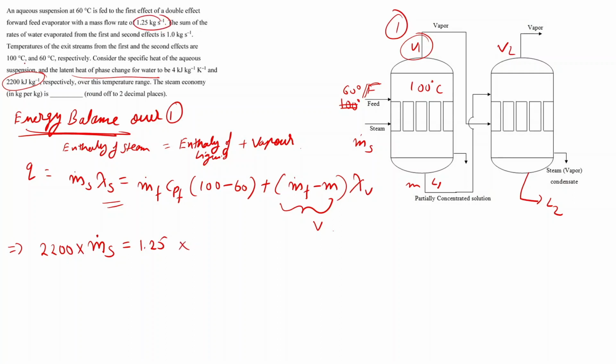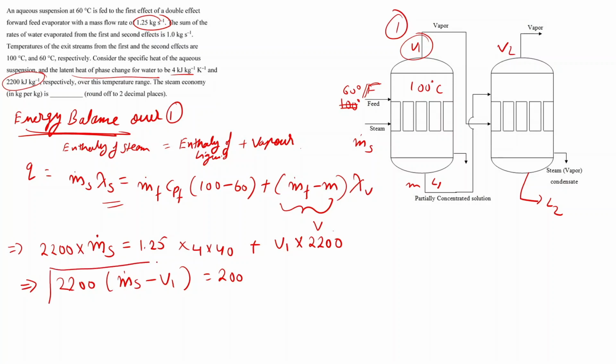Similarly, the specific heat of the aqueous suspension is 4, into 40, plus the amount of vapor generated, V1. So this is V1 into lambda V, which is again 2200. We can simplify this equation and write it as 2200 into m dot s minus V1 is equal to 1.25 into 4 is 5, 5 into 40 is 200. So we have this after writing the energy balance over the first system.